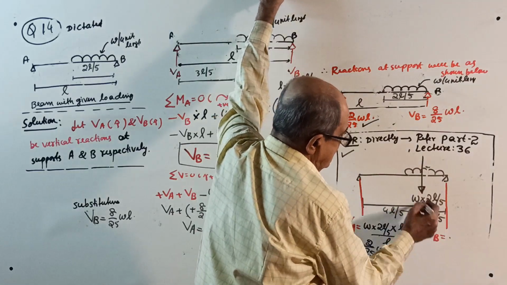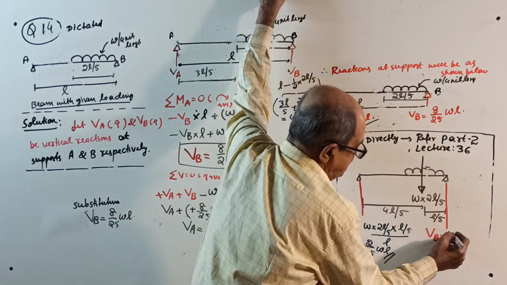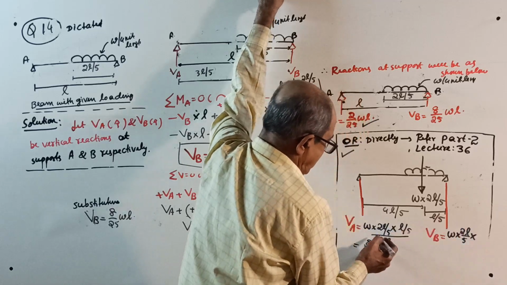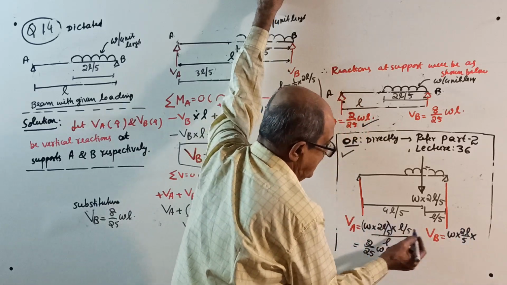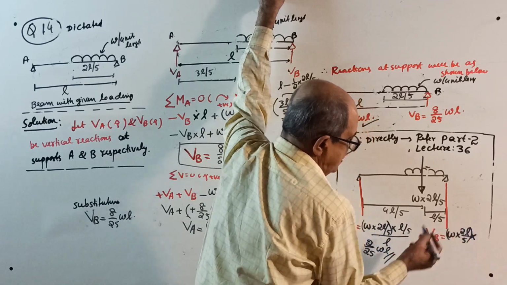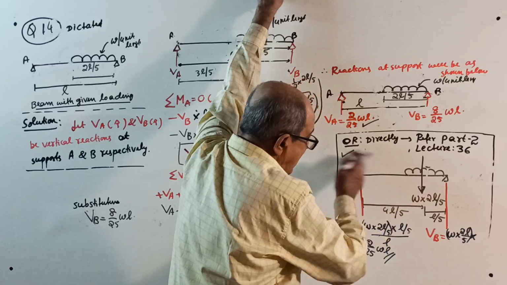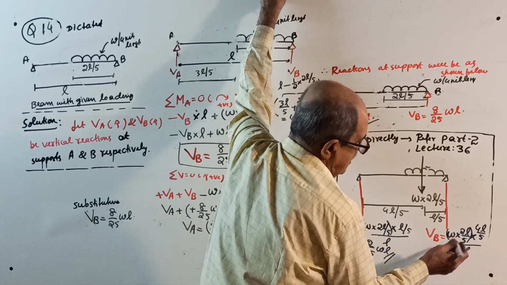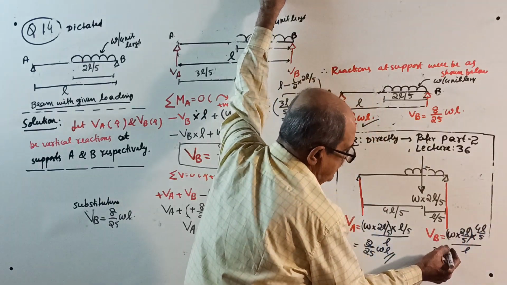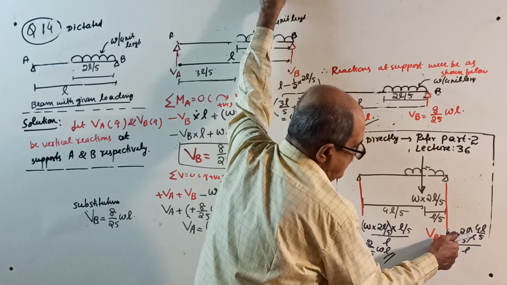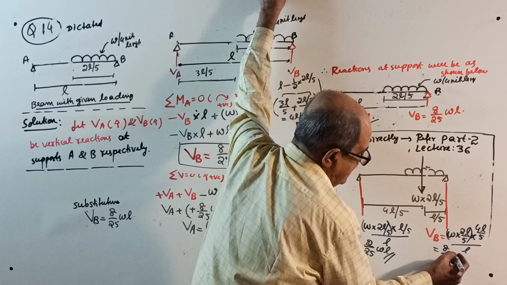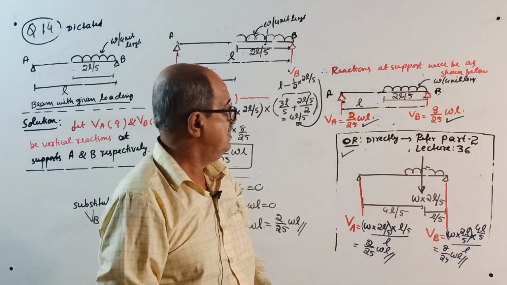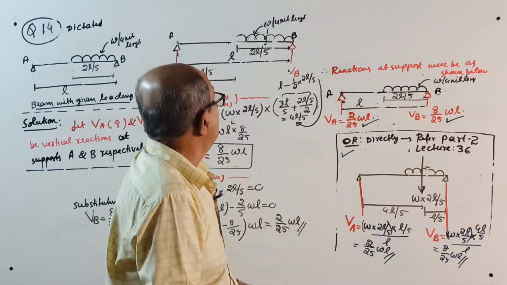This reaction will be the total load, how much? W into 2L by 5 is the total load, multiplied by, if you want to put a bracket here, put one bracket here. This is the load into, if you want this reaction, the other distance, 4L by 5 divided by L, or 4 into 2, it will become 8 by 25, L into L, L square by L is L, W into L, 8 by 25, W into L. That's how you get the reaction for this beam.